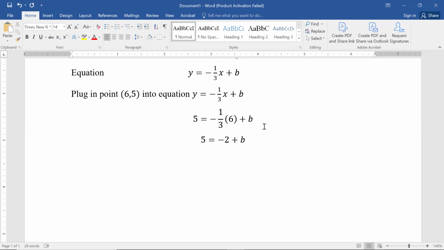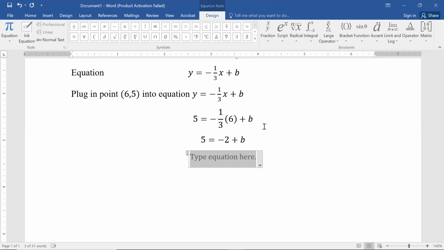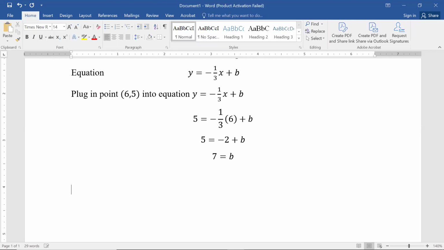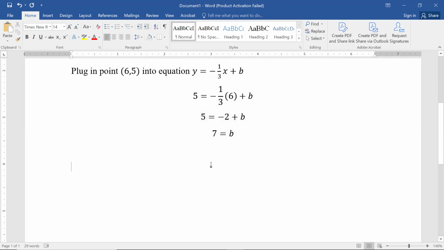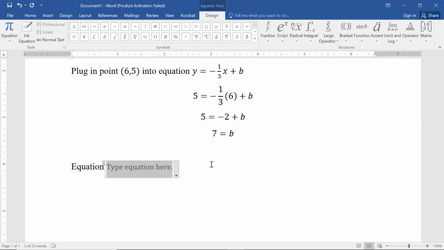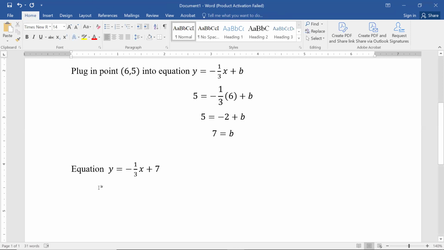When I multiply -1/3 times 6, I get a -2. I would add 2 to both sides and figure out that b has to be 7. That means my b is 7, and I had already found out that my m was -1/3. So as my final answer, the equation that I was looking for is y equals -1/3 x plus 7. And that's my, again, final answer.